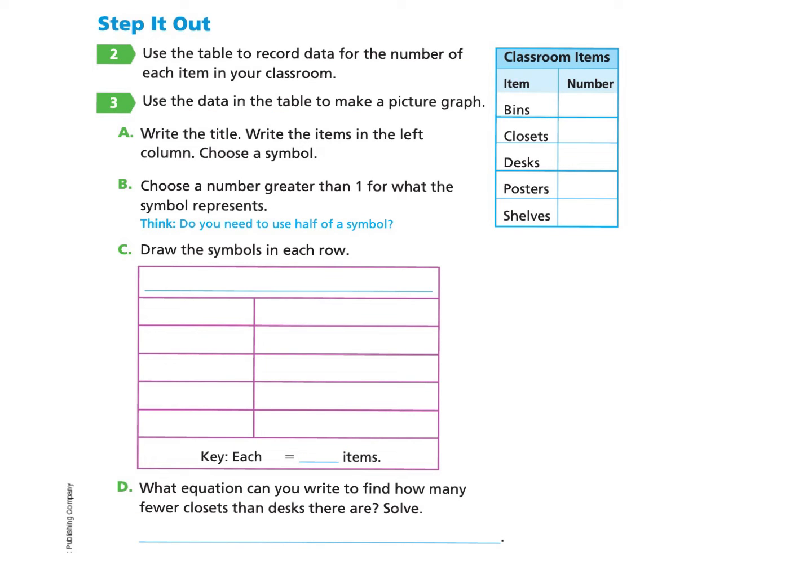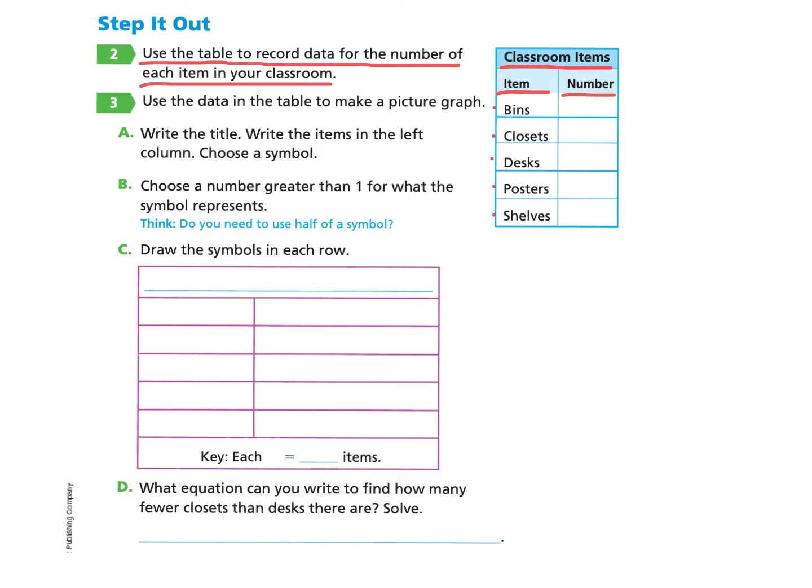Let's take a look at the next page, page 463, under Step It Out, Part 2. It asks us to use the table to record data for the number of each item in your classroom. So it has classroom items, the item, and the number. And then the information that they're looking for are bins, closets, desks, posters, and shelves.